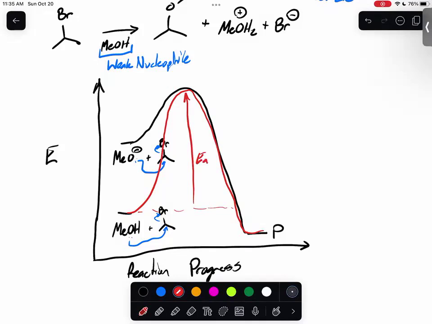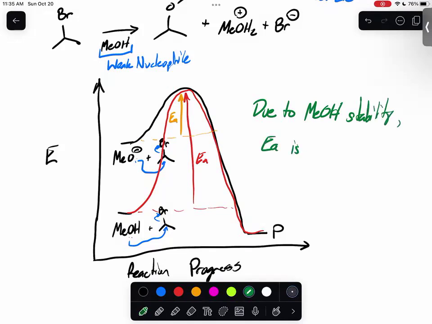Even though in the end we end up with the same energy of products, the activation energy for the SN2 process using methoxide is much lower. So essentially what we're saying is, due to the methanol stability, the activation energy is much higher. What this means for us is it can't go through the SN2 pathway. The activation energy is actually too high. All right, if you were to calculate it out, you'd find that it is actually ridiculously high, right? So we can't go through an SN2 pathway.